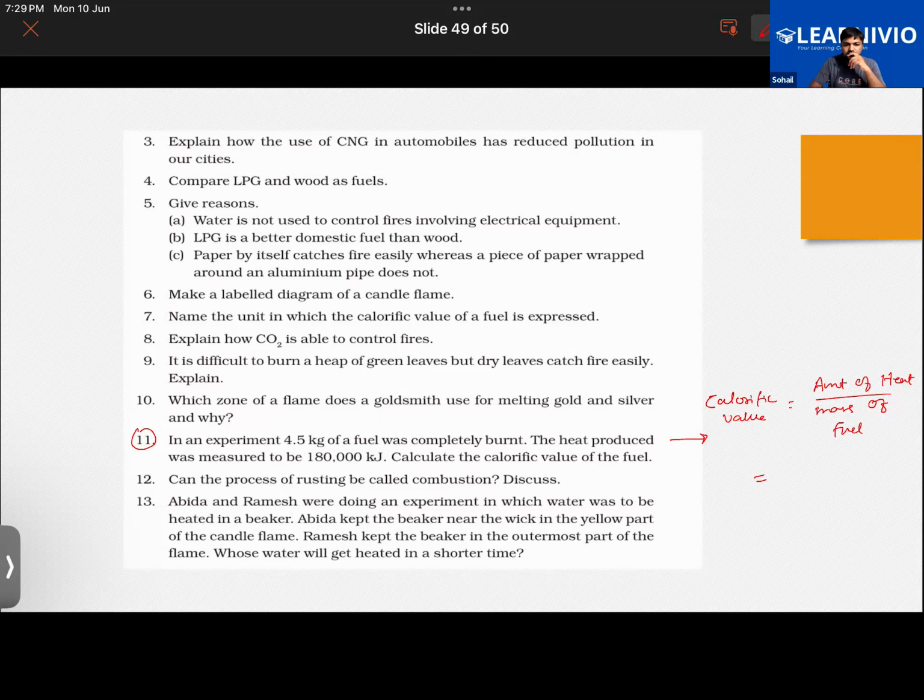Is my answer correct? Let me check your answer. Yeah, your answer is correct, but you have written the unit also. Very good. Others also answer it quickly. Simply divide it. Yes, Santosh. Very good. That is correct. Alif and Santosh, your answers are correct.